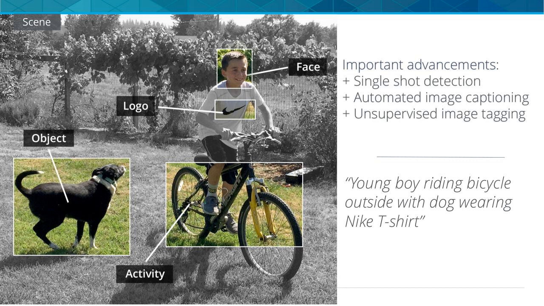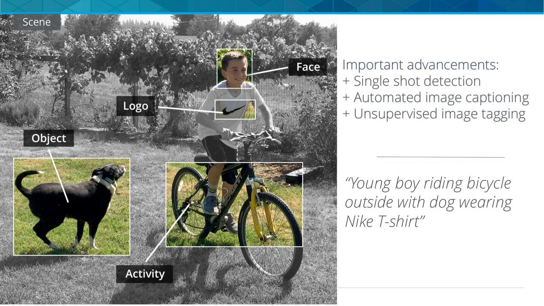Some of the other advancements that we're looking at to be a little bit more descriptive and understand the context are things like single shot detection, automated image captioning, and unsupervised image tagging. Single shot detection is a really recent advance, and this is one of the things that came out within probably the last year. Originally we would have to run multiple models over an image to derive the different attributes.